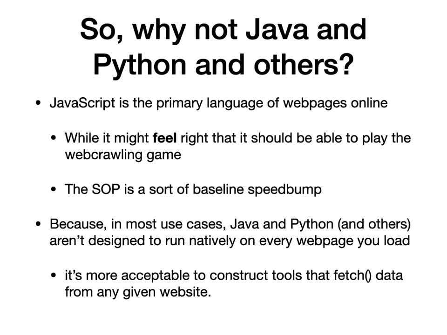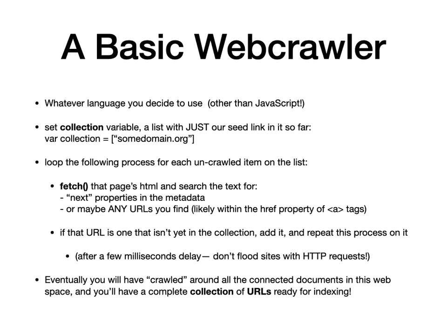Okay, so this would be a basic web crawler. This is sort of a pseudocode with annotation. Here's how I would tackle it. Whatever language you use, other than JavaScript, obviously, in your script, you would set some collection variable, just a list, an array, with just the seed link in it so far. So if our collection is a growable list with just the string somedomain.org in it, right? And then you would loop the following process for each uncrawled item that you have in your collection.